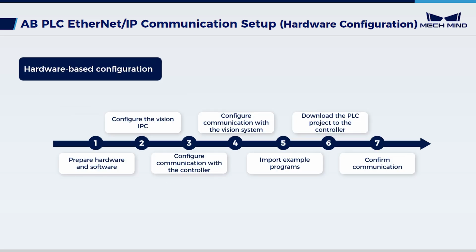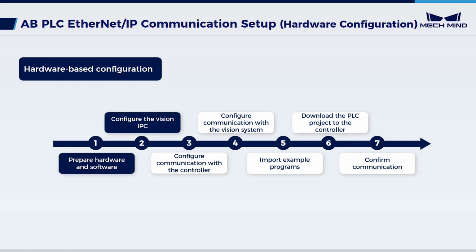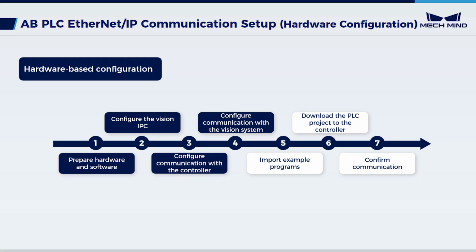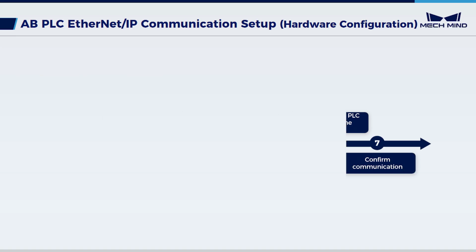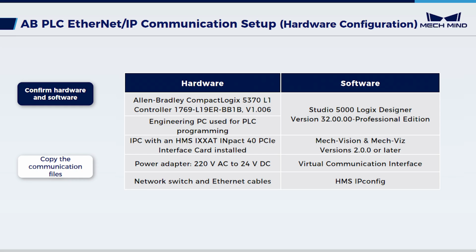The main workflow includes: prepare hardware and software, configure the Vision IPC, configure communication with the controller, configure communication with the vision system, import example programs, download the PLC project to the controller, and confirm communication. The detailed procedures follow. First, preparations.